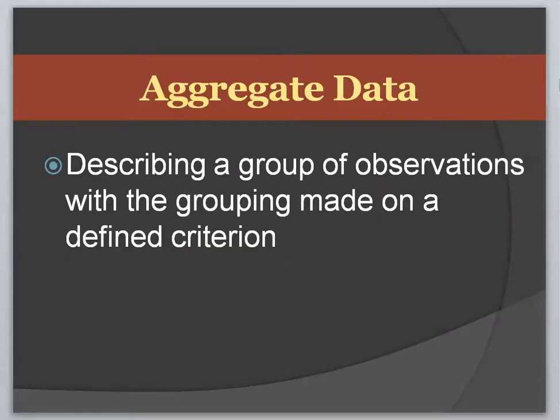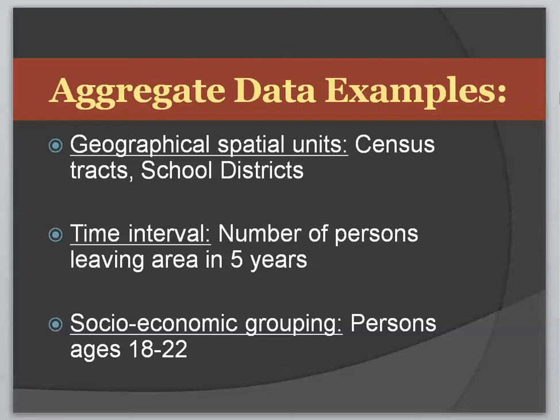Okay, now let's take it one step further. If it's not dealing with describing a single entity, well, that means the other side of this street is going to be aggregated data, describing a group of observations with the grouping made on a defined criteria. Okay, now we're finally going to start grouping things together. Now, the examples provided for aggregate data: geographical spatial units, census tracts, school districts, time interval, number of persons leaving an area in 5 years, socioeconomic grouping, persons ages 18 to 22.